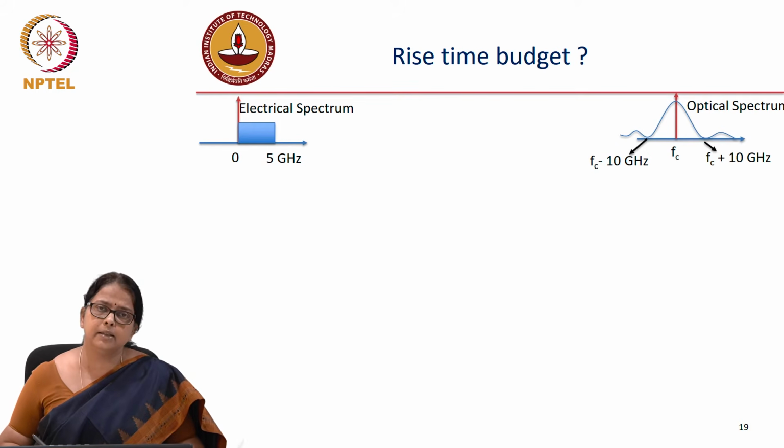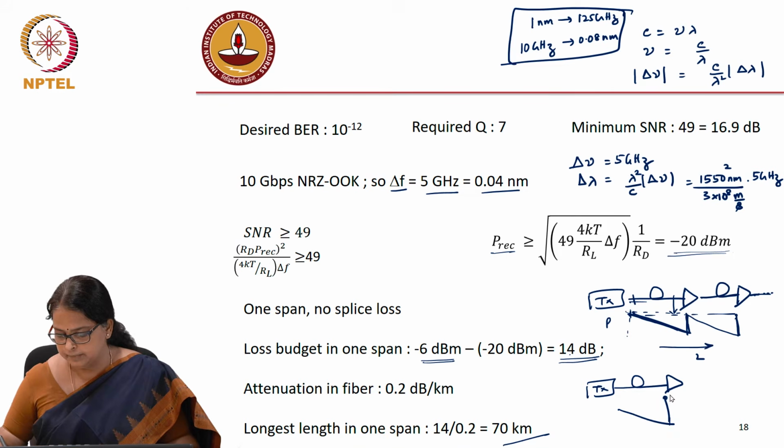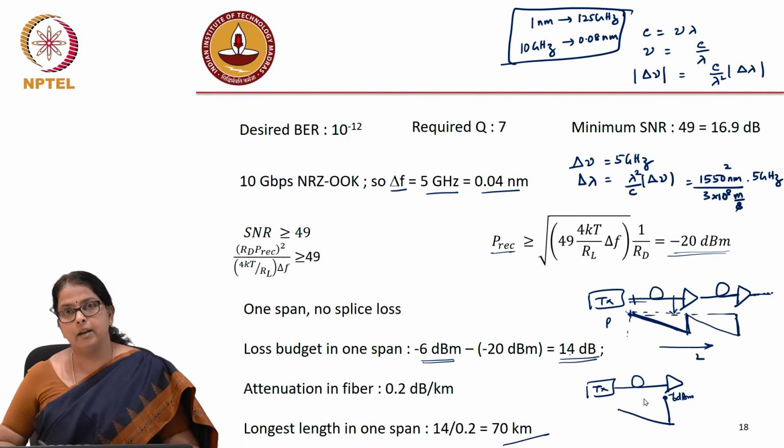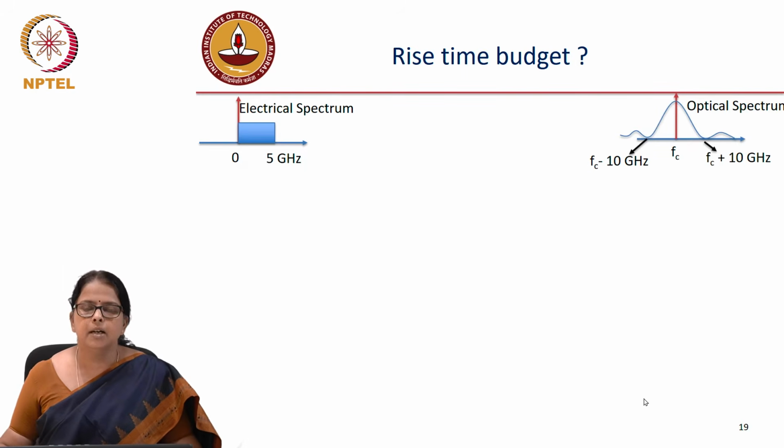Now the question is, as far as the rise time is concerned, would this budgeting work if I have a rise time budget? In fact, in this calculation, what I could have done is, I have a transmitter, I could just compensate for this loss with this EDFA, and I could still bring it back to minus 6 dBm, right? And still argue that I can go for infinite length just by having EDFAs as repeaters. But that's not the case, simply because this large length, 70 kilometer, cannot really support the rise time budget. Let's see how to work that out.